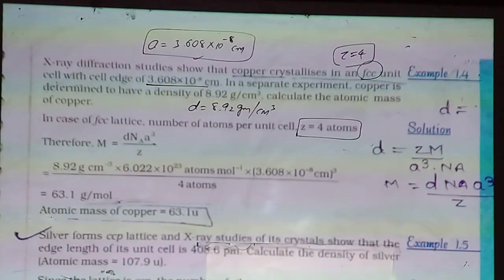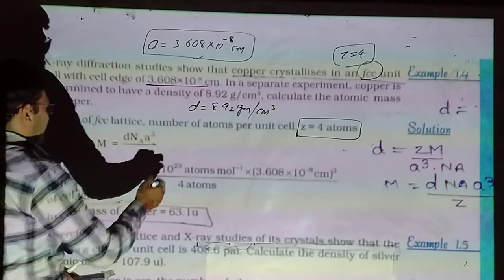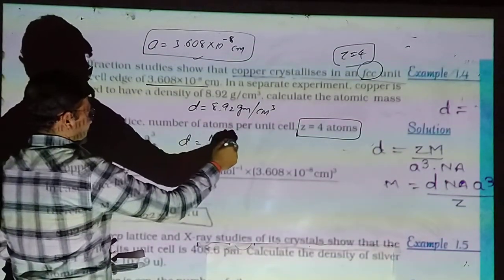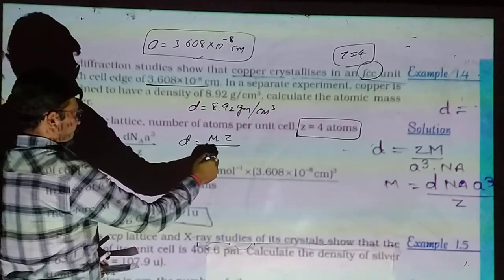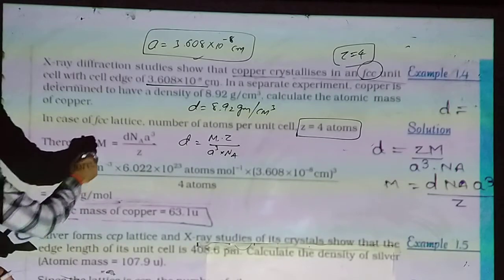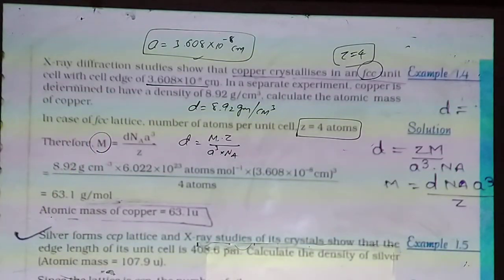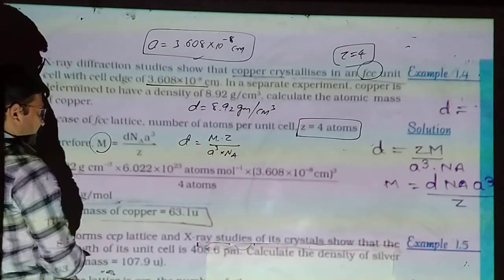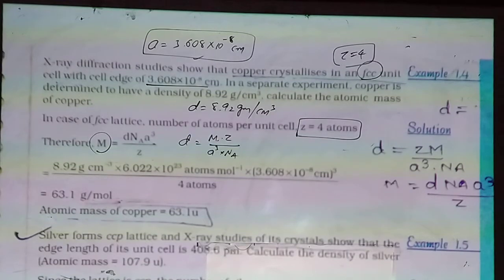Therefore, M is equal to D into Na into A cube upon Z. This formula is derived from D equals N into Z upon A cube into Avogadro number. For getting the molecular mass, the atomic mass, M equals D into A cube into Avogadro number upon Z.